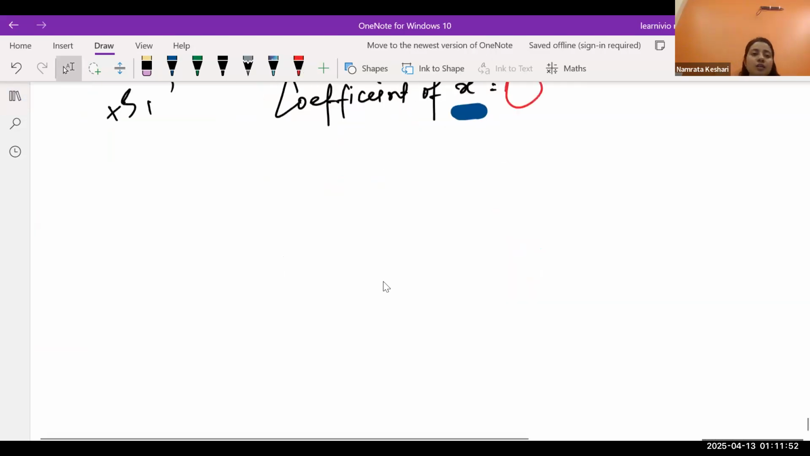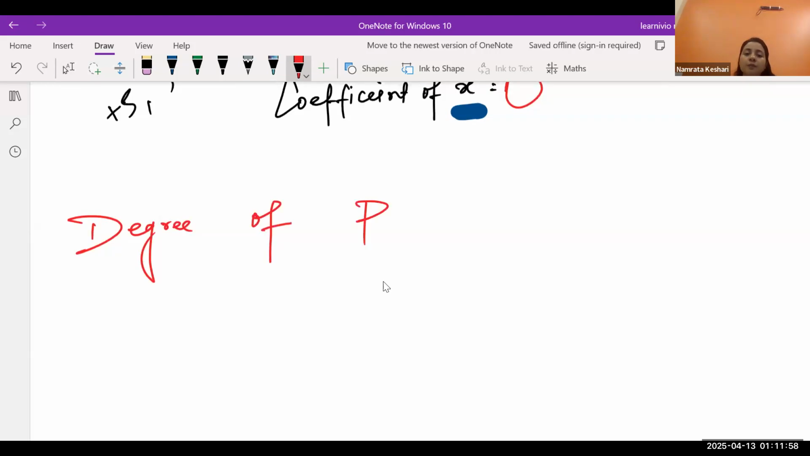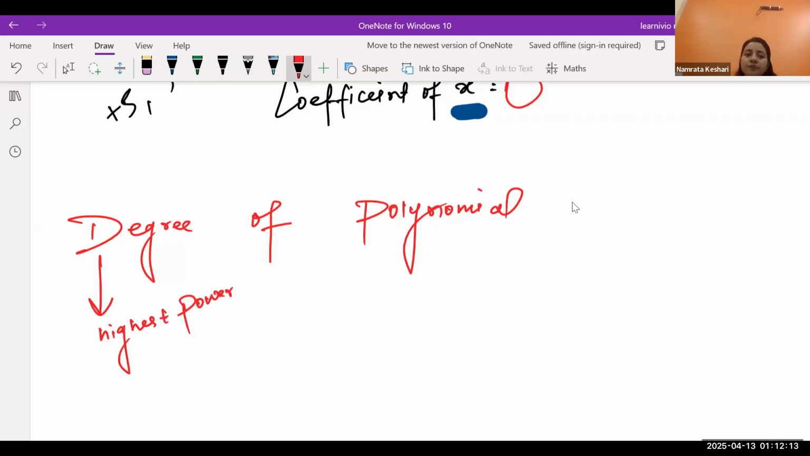What is degree? Degree of a polynomial. So basically this degree means the highest power of the variable. Highest power, you call it the exponent. Okay, the highest power of the variable, that's called the degree.